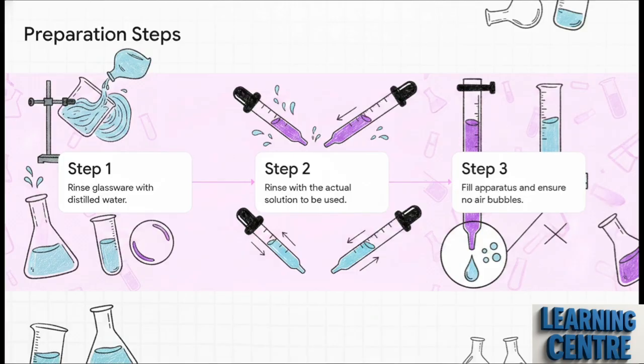You absolutely must rinse your burette with a little bit of the titrant and rinse your pipette with the analyte. Why? Well, if you leave little droplets of plain distilled water inside your instruments, they're going to dilute your perfectly measured chemicals. It ruins your results before you even start. So always rinse with the actual solution you're about to use. Finally, you fill the apparatus and check the tip to make sure there are 0 air bubbles hiding in there.